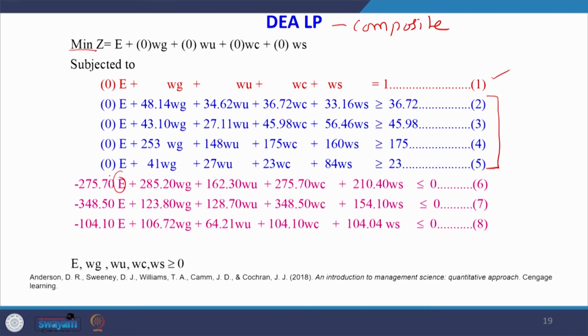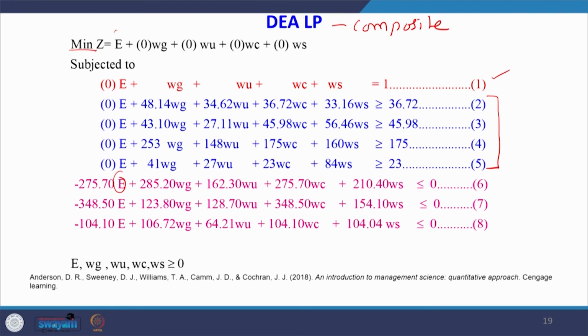That E, we know that it is going to be less than or equal to 1. So, I have readjusted, I brought this E on the left hand side. So, here it is less than or equal to type. So, this is our complete linear programming problem for the composite hospital. So, now I am going to solve this problem, find out the value of E, and then interpret.